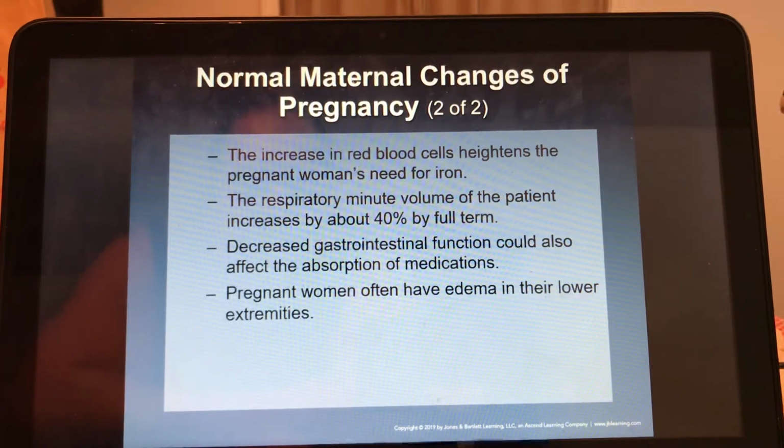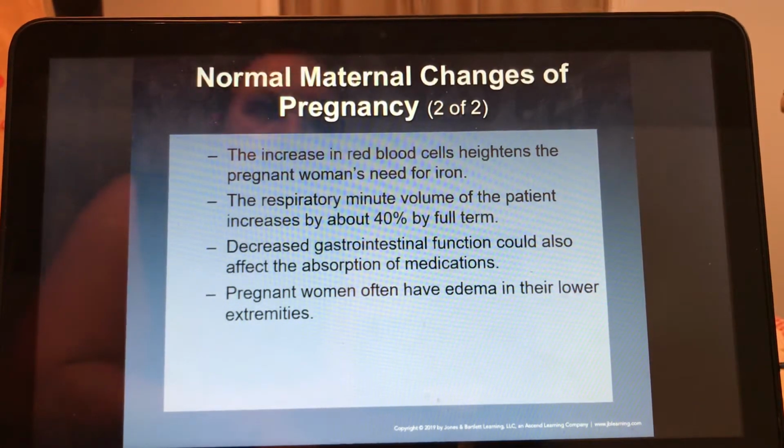fetus. Her gastrointestinal function does decrease. And with this increase in actual overall blood volume, and the lowered blood pressure, it's difficult to actually get the return circulation sometimes, and that's why she'll start having fluid shift, and she'll start having pedal edema. She'll start having swelling in her feet. And if you've ever known a pregnant woman, you've known these things.